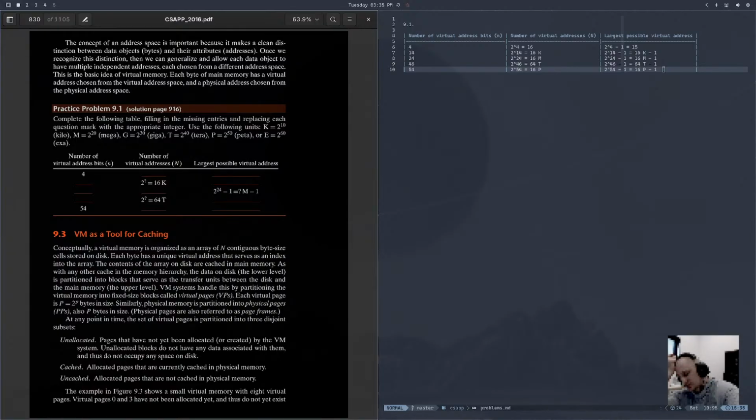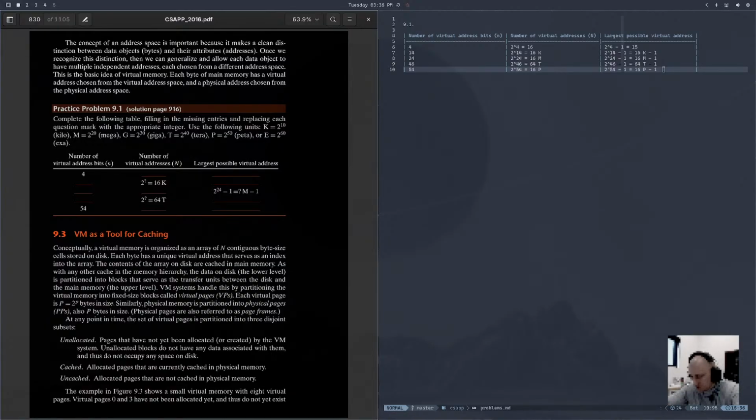At any point in time, the set of virtual pages is partitioned into 3 disjoint subsets: unallocated, cached, and uncached. Unallocated pages have not yet been allocated or created by the VM system. Unallocated blocks do not have any data associated with them, and thus do not occupy any space on disk, or anywhere for that matter. Cached pages are allocated pages that are currently cached in physical memory. That would be your resident set, I think. Uncached pages are allocated pages that are not cached in physical memory. That's stuff that you've swapped.